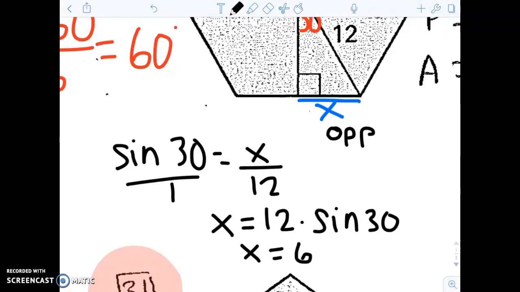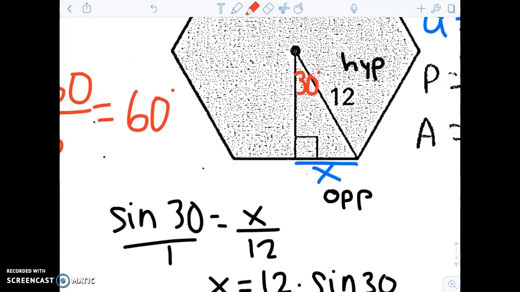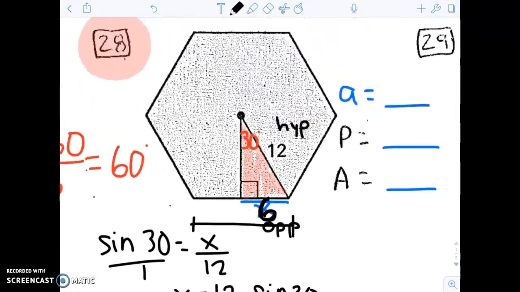Which should make sense because if you take a look, this is really a 30, 60, 90 triangle. And we talked about that if you know the hypotenuse, you can just divide it by 2 to get the small leg. So we could also use that shortcut. So either way you do it, we just found out that this little length right here is 6, which means the entire side would be 6 times 2 at 12, which means my perimeter would be 12 times all 6 sides for a perimeter of 72.